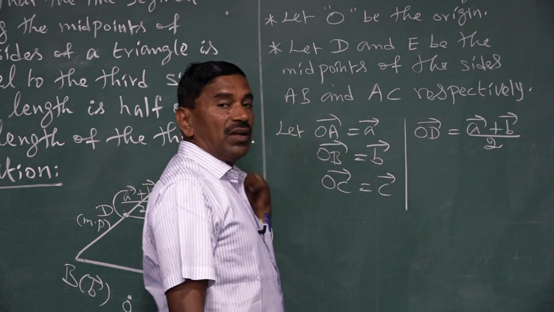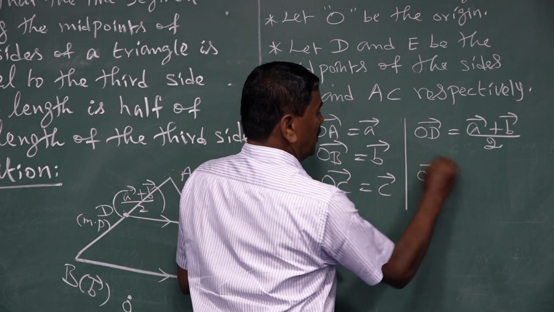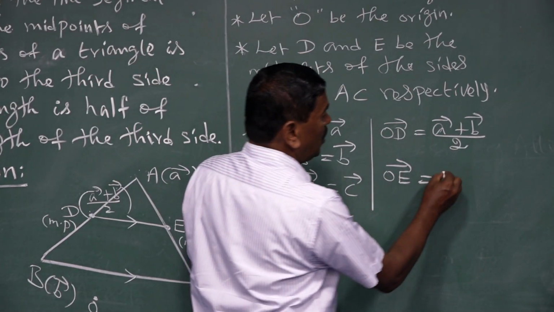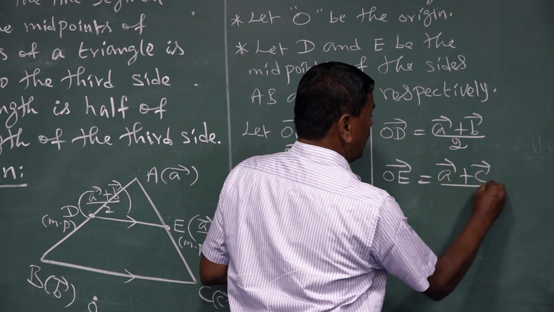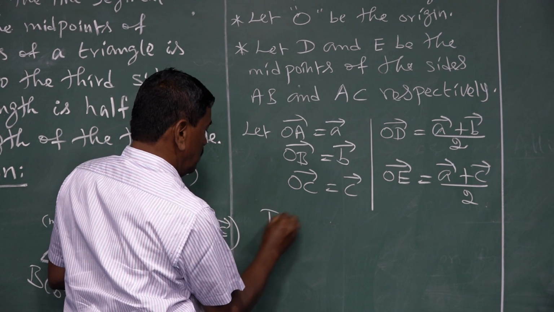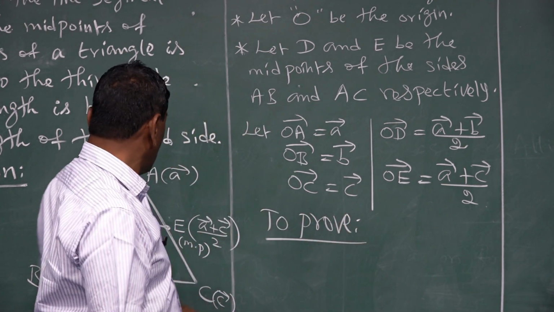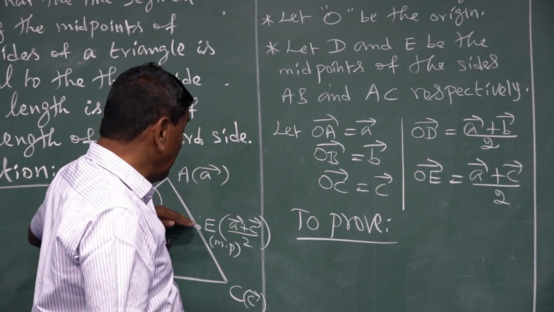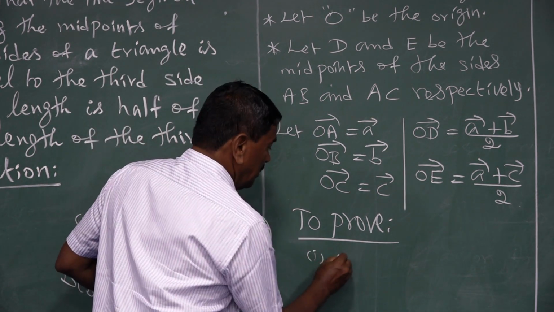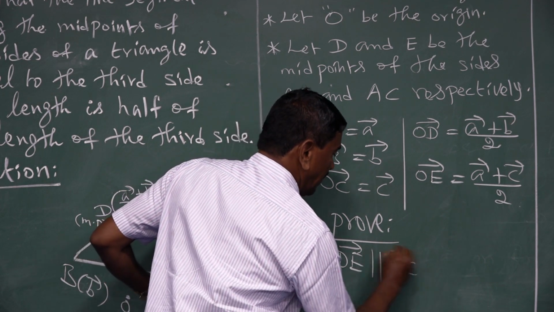Next, position vector of E with respect to origin O is OE vector. OE vector is equal to (A vector plus C vector) by 2. Okay. Now, to prove. Listen, what we have to prove? DE vector is parallel to BC vector. So, to prove result 1, DE vector is parallel to BC vector.